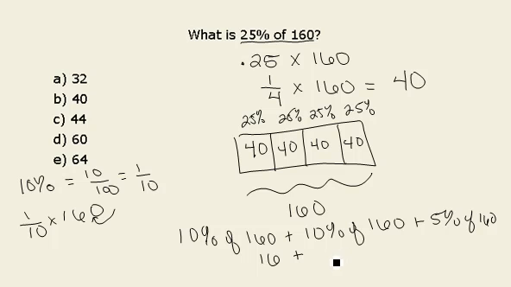Adding in another 10% of 160 takes me to 32. In order to find 5% of 160, if I know 10% of 160 is 16, then 5% would have to be half of that, or 8. Now I would notice that 16 plus 16 is 32, plus 8 more also gives us 40, giving us B as our answer.